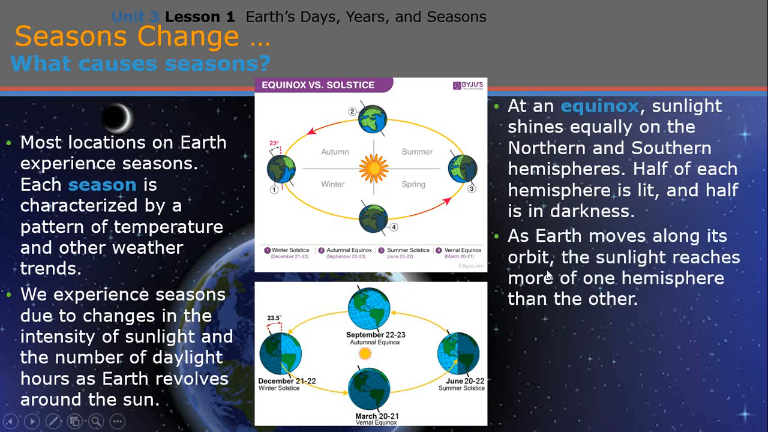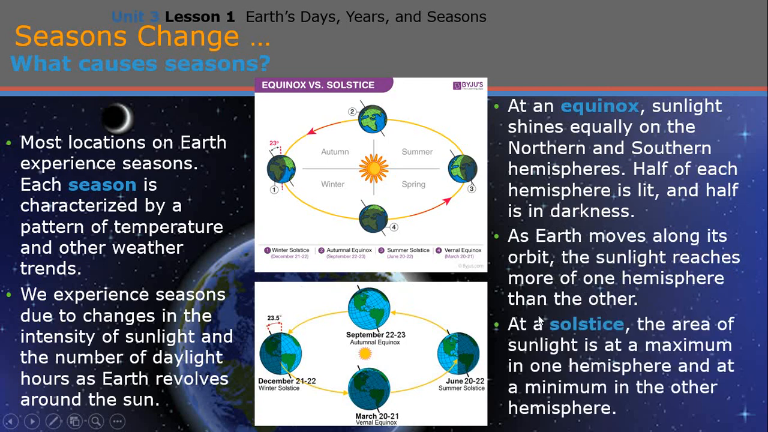And then they say as Earth moves along its orbit, the sunlight reaches more of one hemisphere than the other, and then the solstice happens. As I told you, spring will progress and autumn will progress, of course, bit by bit until the solstice. Spring ends with the summer solstice, and autumn ends with the winter solstice.